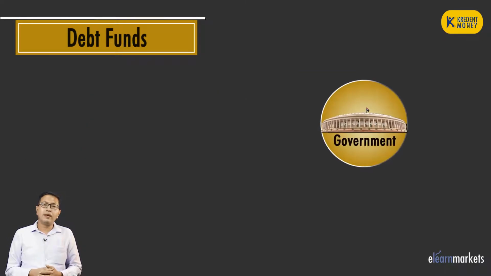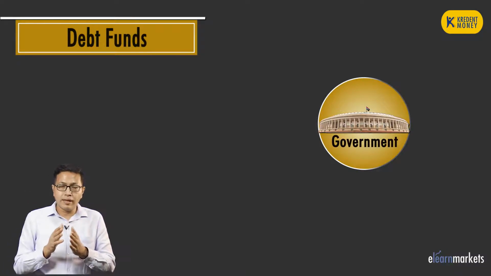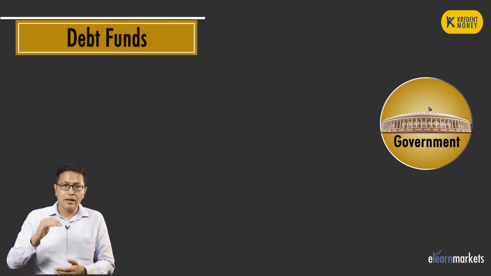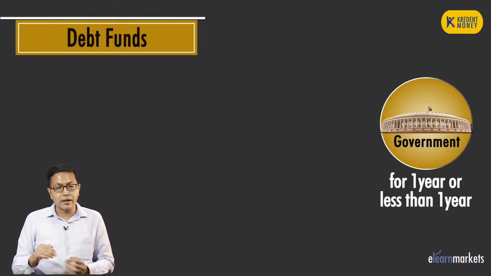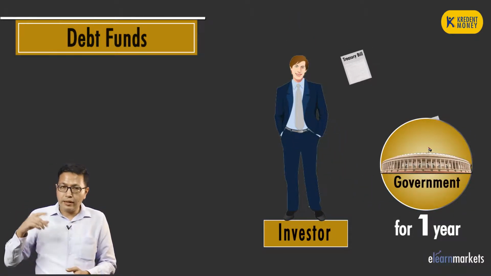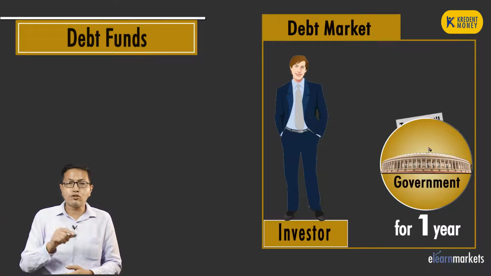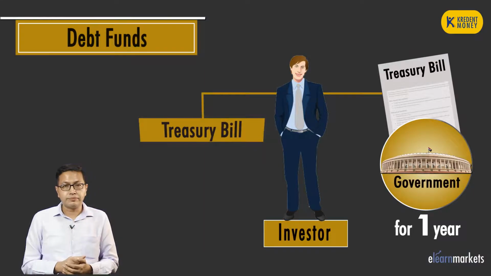Similarly, whenever the government needs money to run the country, for the short term like 1 year or a period less than 1 year, the government issues some instrument, the government sells some instrument to the institutional players, to the big investors in the debt market. That instrument is known as the Treasury bill.